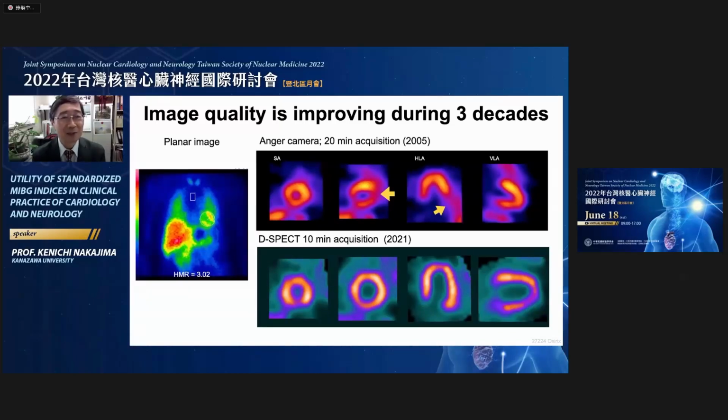Planar image is not so much different, of course, but as you see on the upper side, this is an Anger camera image, a 20 minutes acquisition. It was actually obtained in 2005. We can see a significant innervation defect in the lateral wall, as shown here. Image quality is not bad, even from the viewpoint of the present conditions, but now, when we use D-SPECT, it's a 10 minutes acquisition. The wall is very thin and clearly visualized.